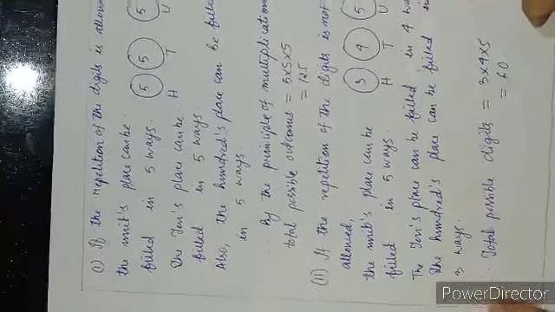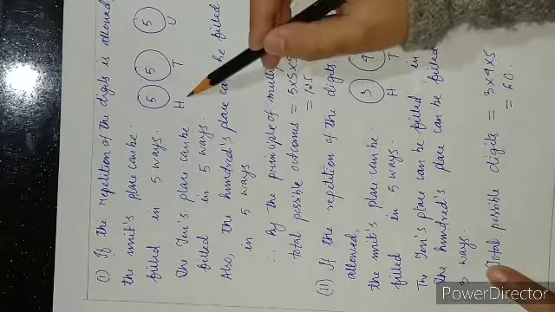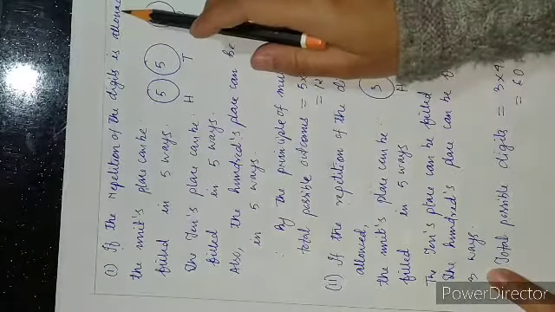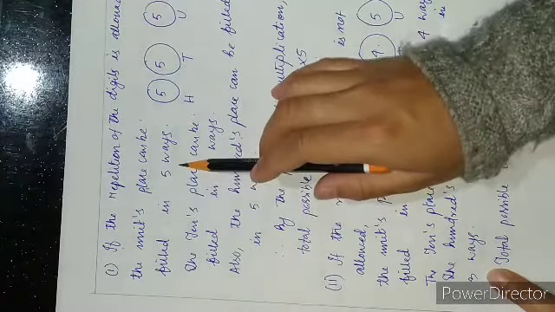We have the unit place, 10 place, and the 100 place. Number 1, if the repetition of the digit is allowed, the units place can be filled up in 5 ways.